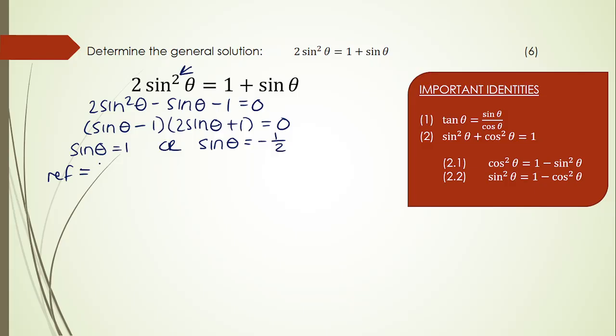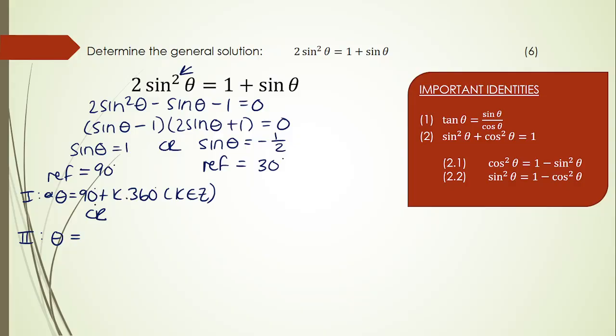Reference angle here is going to be 90, and for the reference angle here, remember we're going to use the positive half. The negative is just going to tell us that we are going to be in quadrants 3 and 4. So here we're going to be in quadrant 1. So theta is equal to 90 plus k times 360, k is an element of integers. Or we're going to be in quadrant 2, which is 180 minus 90, which is 90 again. So I don't need to write it twice. Great, I'm only going to write it once.